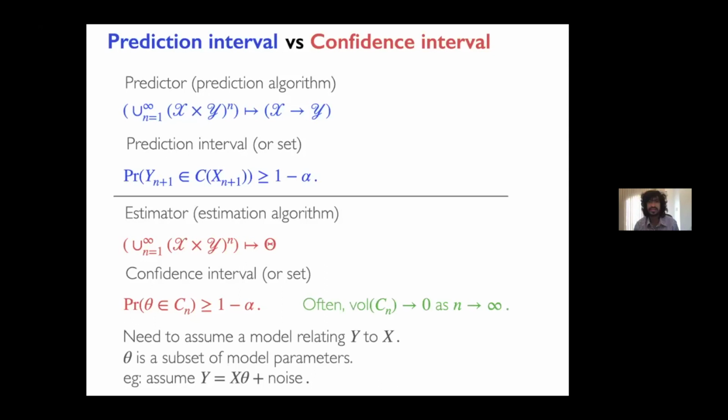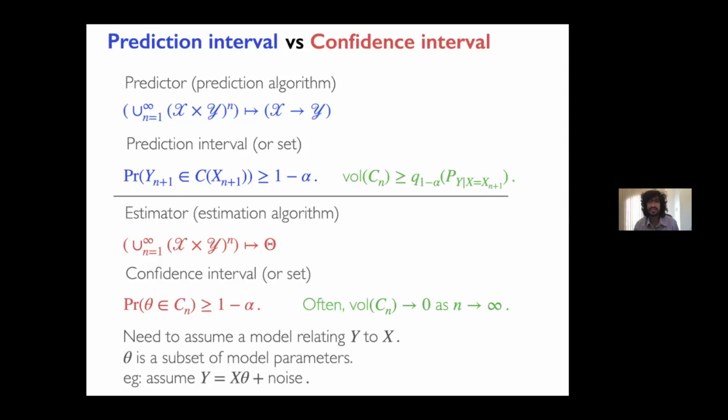Another difference is that often we expect that, as the number of samples goes to infinity, the volume of my confidence set will go to 0. I mean, we would expect consistency of some kind, and this is one way of capturing uncertainty. But this will not be the case ever with prediction intervals.